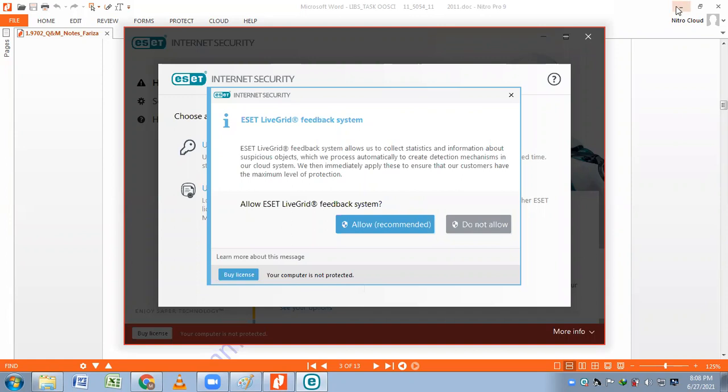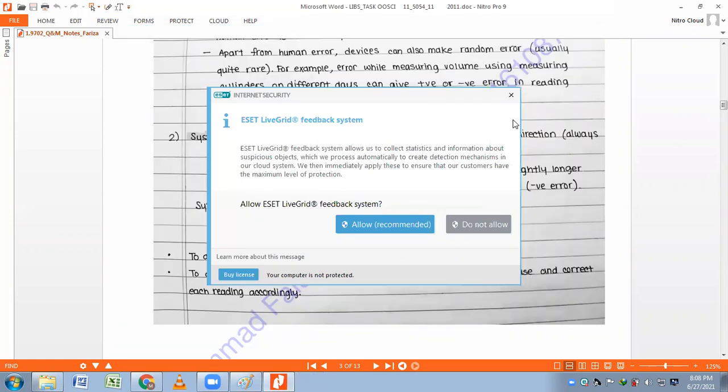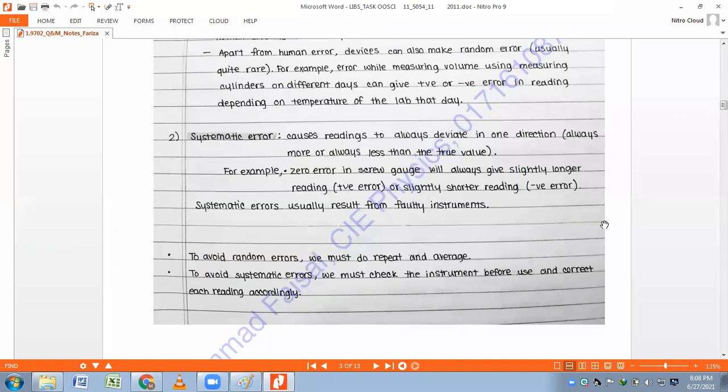Why is ESET making such a big fuss about this in my class? VPN. No, I don't have to use VPN.